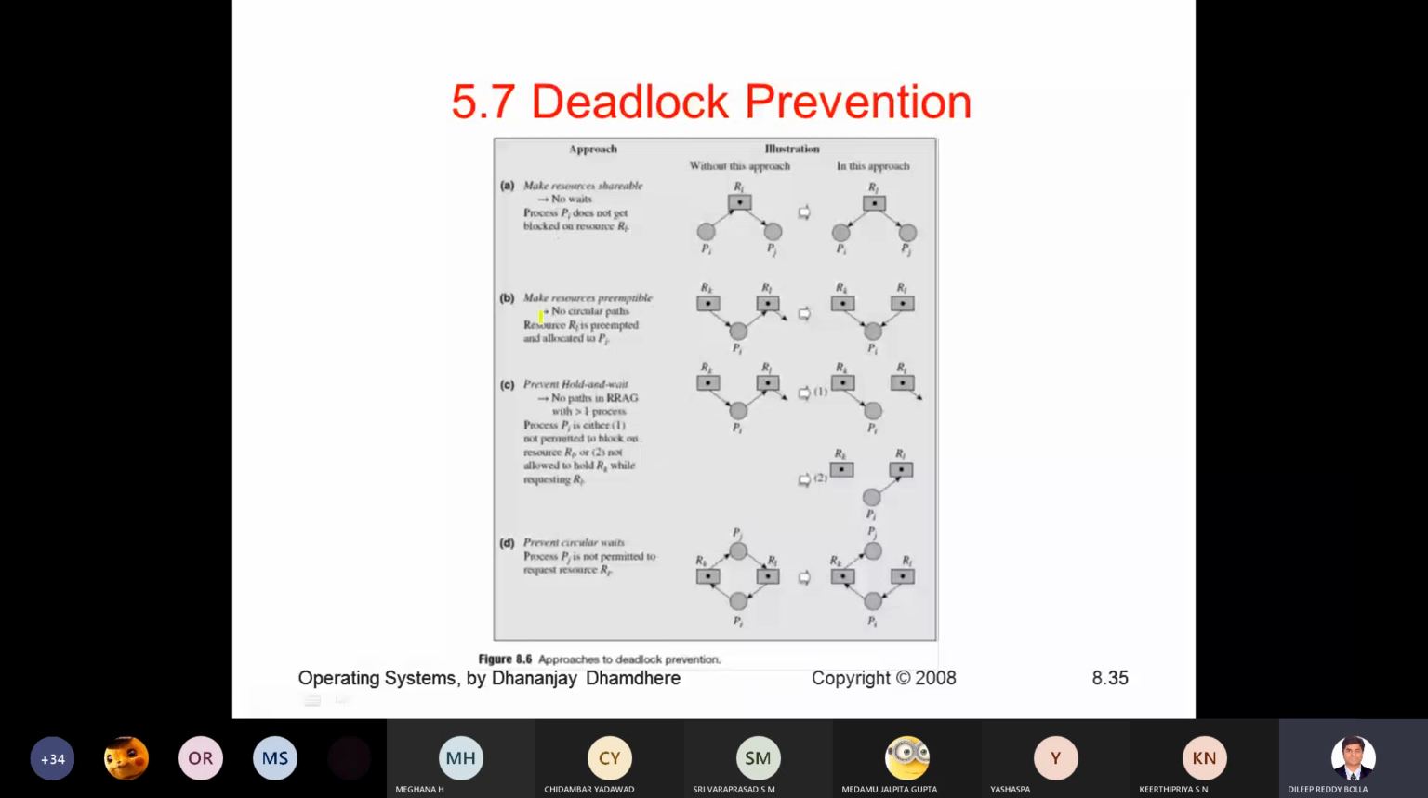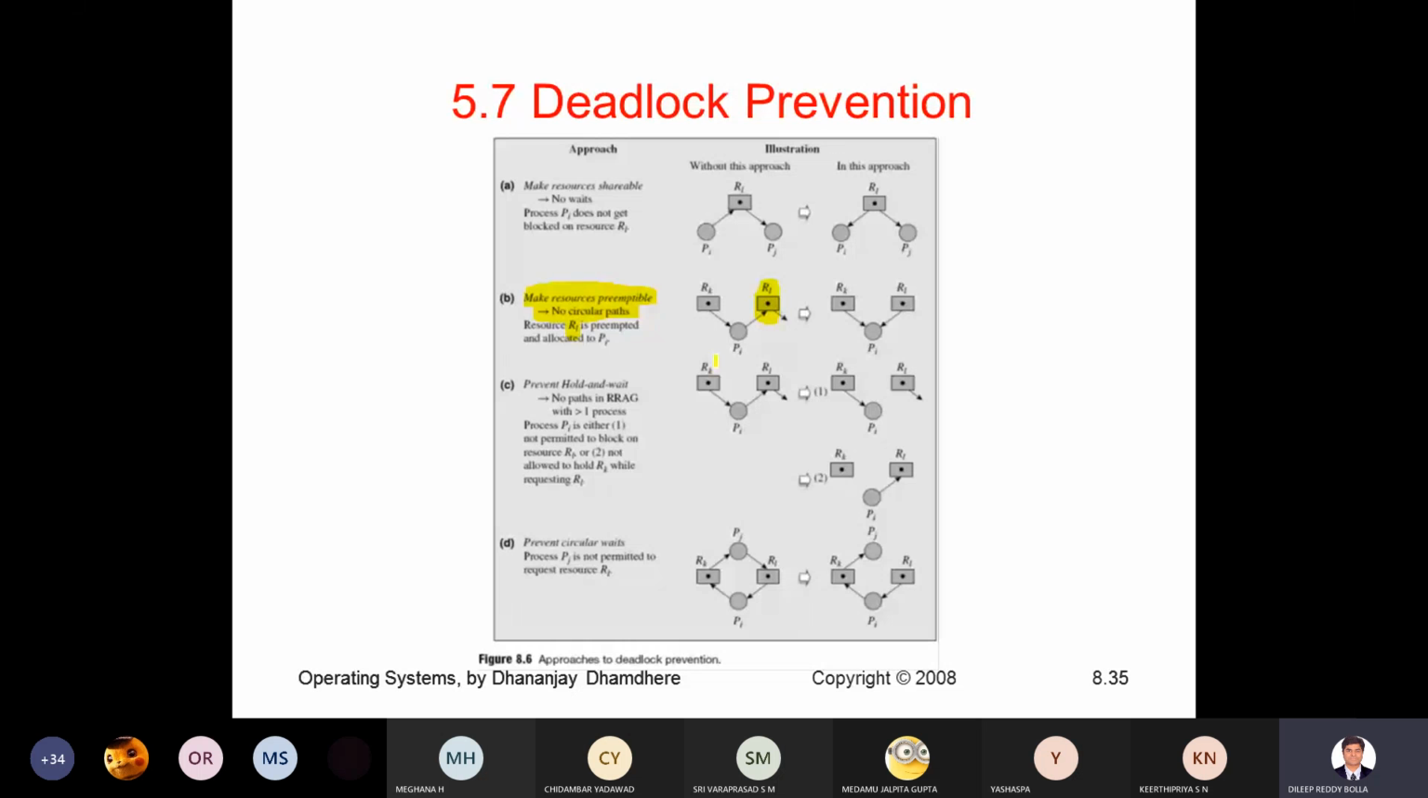Make resources preemptible. How to make the resource preemptible? If you avoid the circular paths, we are able to make the resources preemptible. So we have the resource Ri, let us say R1 or Ri, whatever. So we are trying to preempt it.